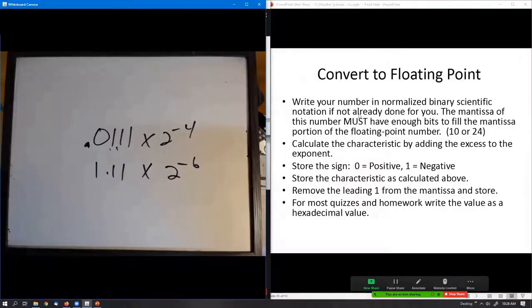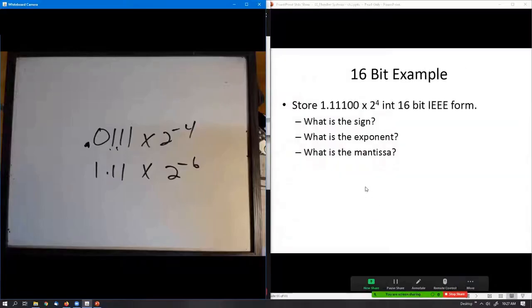All right, so how do we calculate our floating point number? Write your number in normalized binary scientific notation if it's not already done for you. The mantissa must have enough bits to fill the mantissa portion of the floating point number. So if it's a 16-bit number, we need 10 mantissa bits. If it's a 32-bit number, we need 23 mantissa bits. Calculate the characteristic by adding the excess to the exponent, store the sign, store the characteristic, remove the leading one from the mantissa and store it. For most quizzes and homework, we'll write this value as hexadecimal.